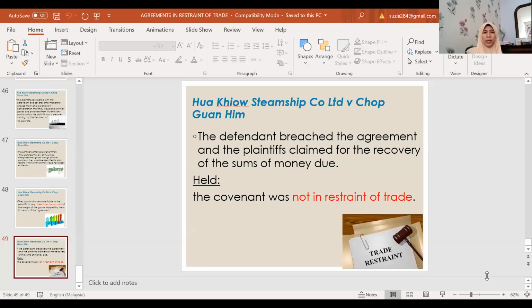That's all for the topic. We have covered the topic of agreements in restraint of trade. Let me stop share first. So after this topic, for the syllabus of Law 1211, we are left with 3 more topics to be completed together. And the 3 topics are all quite interrelated.